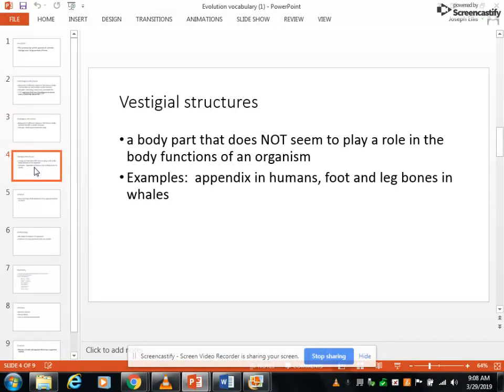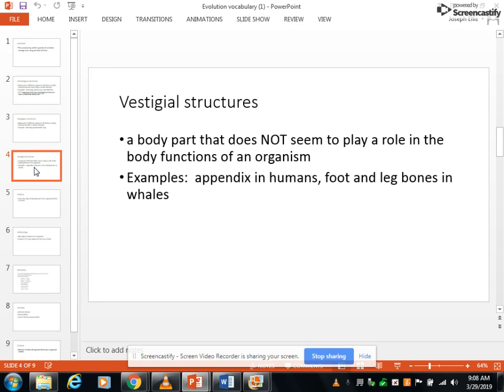Now the next structure is called vestigial structures. These are body parts that don't seem to play a role for that organism. The one that a lot of people have is an appendix. We have an appendix, and the only time you know you've got an appendix is when it ruptures and you have to go get it taken out. You might have some family members, or you might have had your appendix taken out, but it has no function in our body at all.